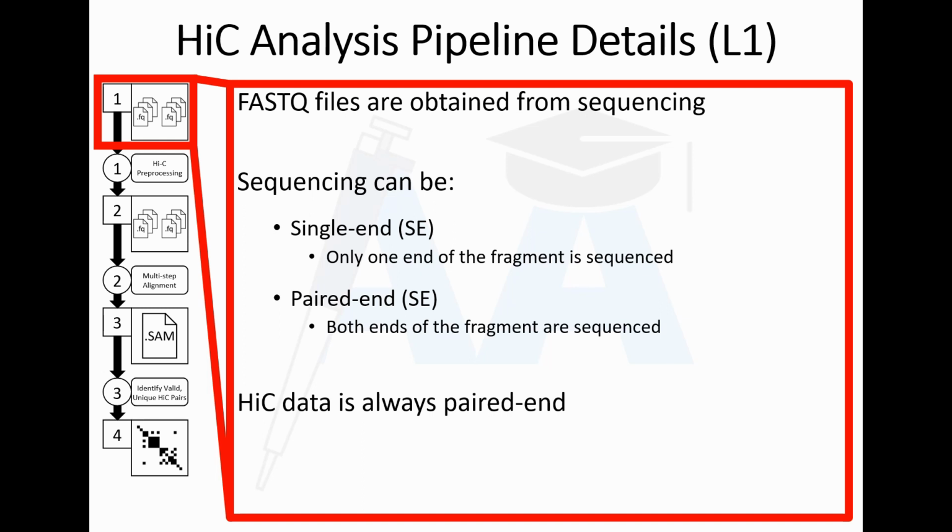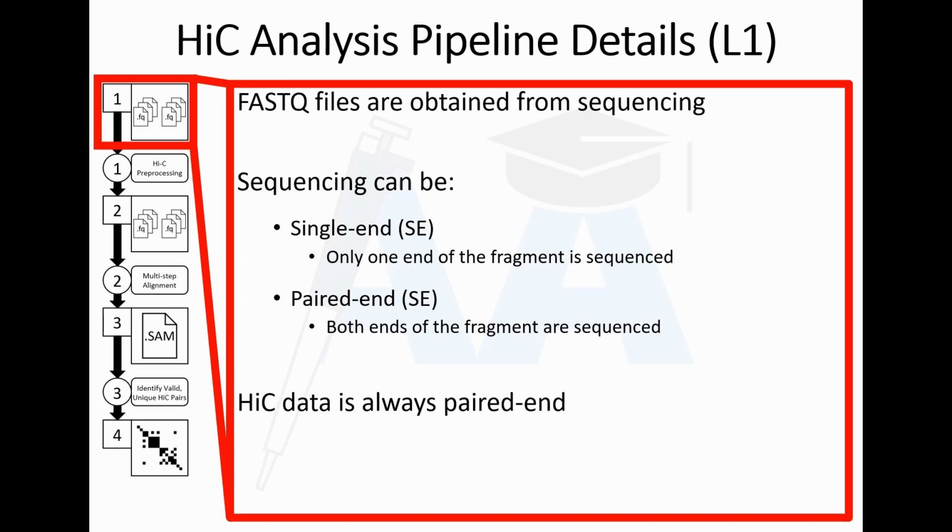Single-end sequencing is when only one end of each DNA fragment is sequenced, while paired-end sequencing is when both ends are sequenced. Paired-end sequencing produces results with higher mappability than single-end sequencing, but costs a little bit more. Some techniques or analysis methods explicitly require paired-end sequencing in order for it to work. HiC is one of those techniques.